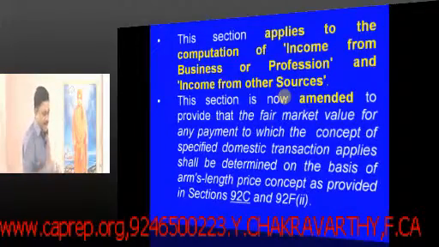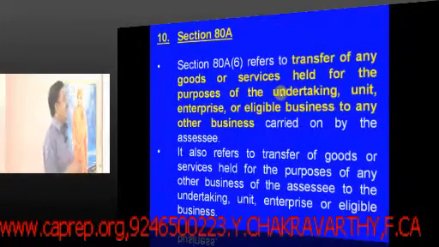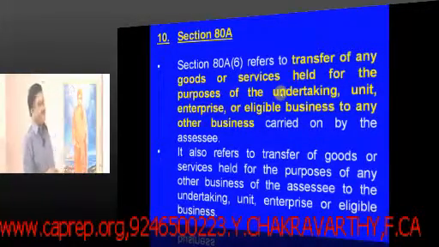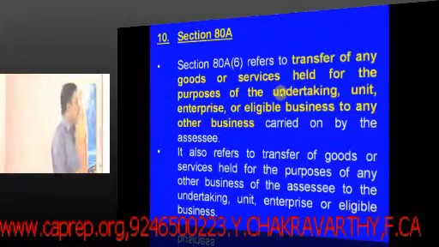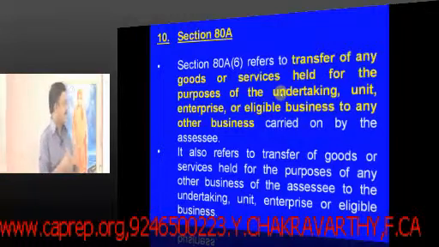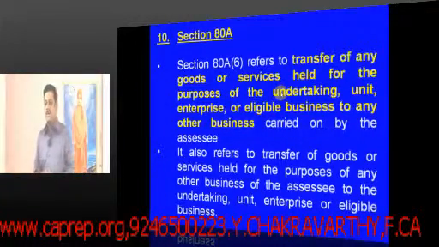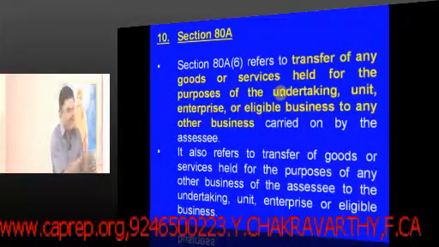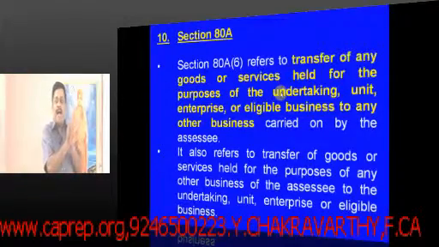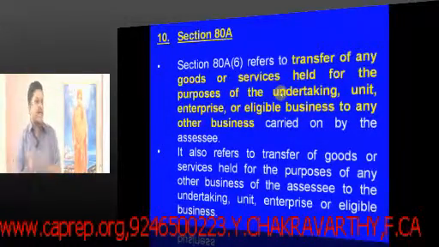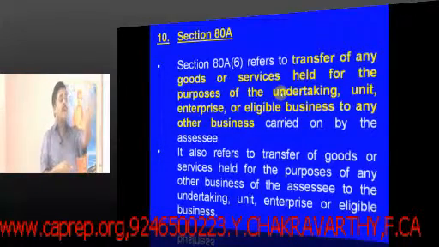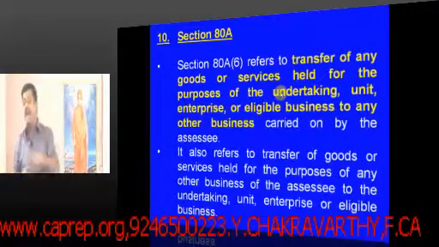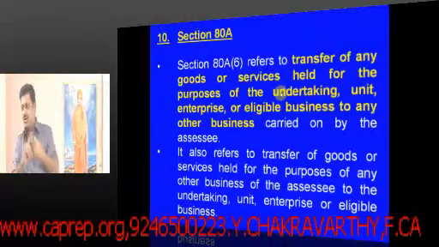See, the point here is 80IA(6) refers to a transfer of any goods or services held for the purpose of the undertaking, unit, enterprise or eligible business to any other business carried on by the assessee. So the transaction is happening between what? An undertaking which has got eligibility under 80IA(6) and another business of the same assessee. So the transaction is happening within the same assessee, one undertaking for which you have a deduction under 80IA(6) with another business of the assessee.